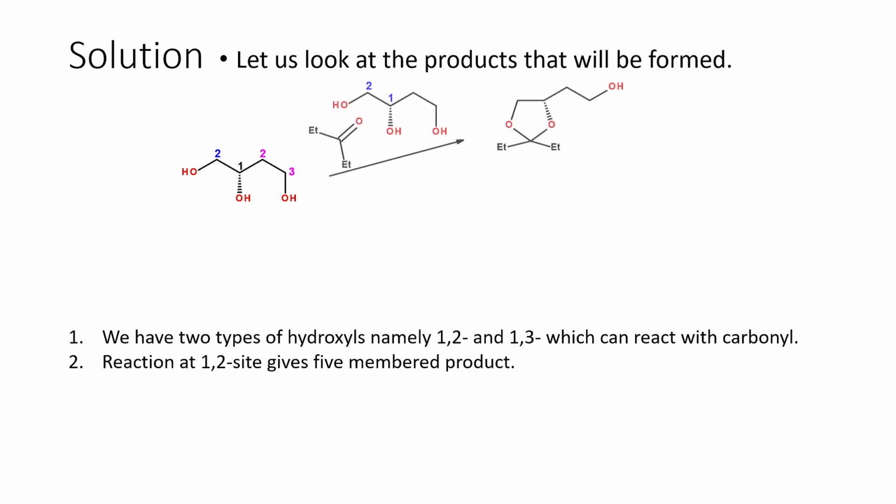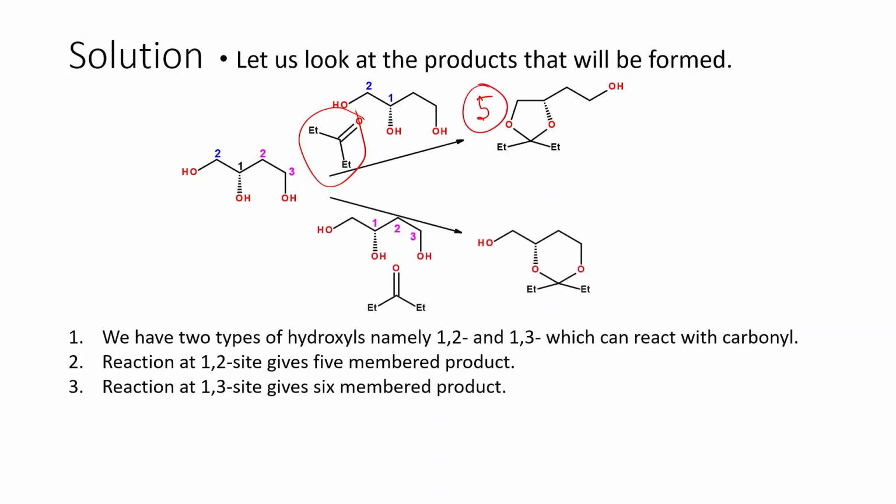So when any one of them reacts with the carbonyl compound, here the ketone that is used in this particular case, if the 1,2-dihydroxyls undergo protection, then we end up with a 5-membered ring product as shown here. And if it is a 1,3-diol that is getting protected, we will end up with a 6-membered ring. So now we have to figure out whether it is a 5-membered ring product or a 6-membered ring product.